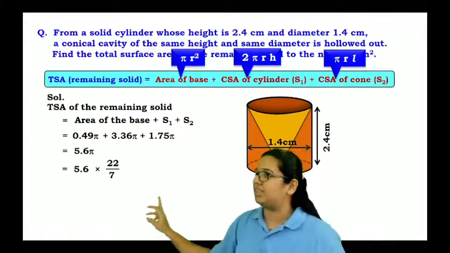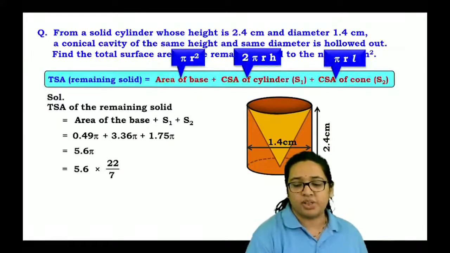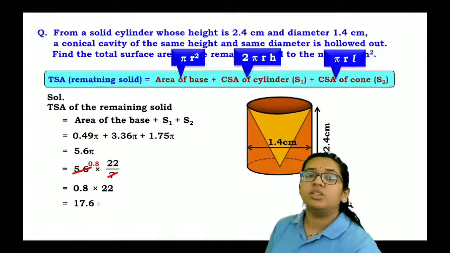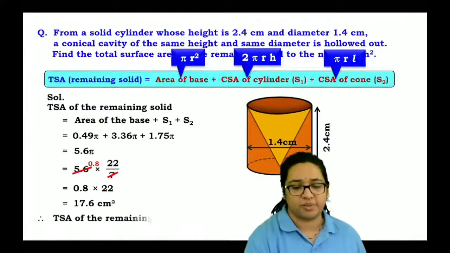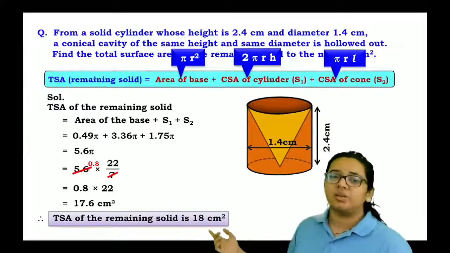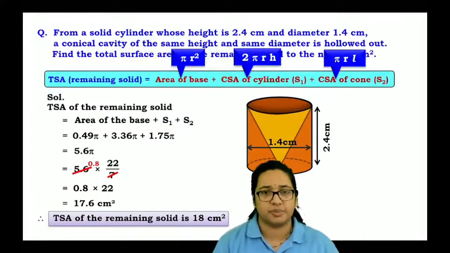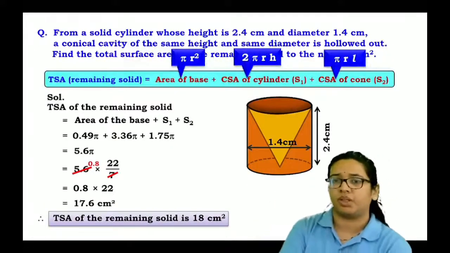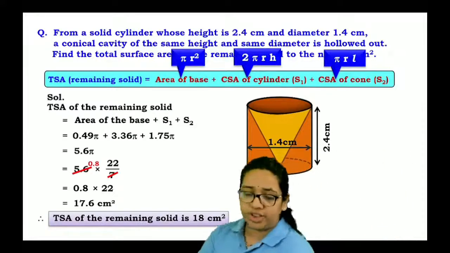But again, we can see 7 8s are 56, so we can simplify this one. 7 1s are 7, 7 8s are 56. So 0.8 into 22. So the required answer will be 17.6 square centimeter. So the total surface area for the remaining solid is nothing but 18 square centimeter. Done with this? Yes, everyone? Okay. Should we move on to the next question?